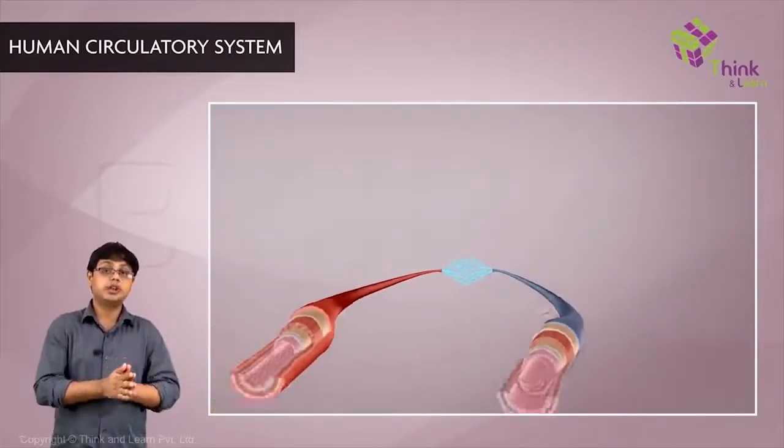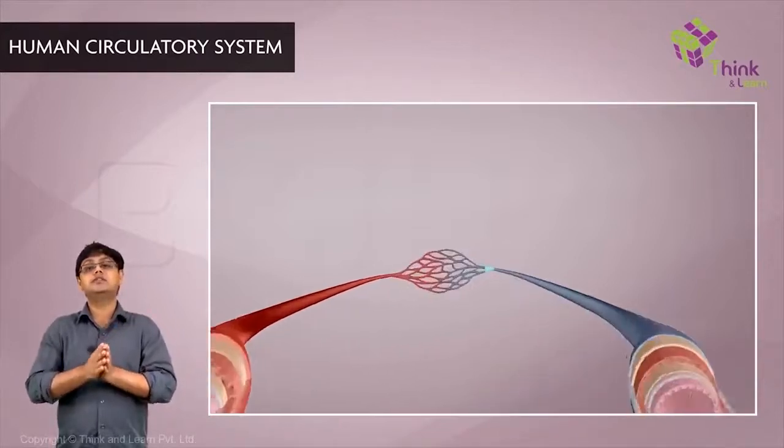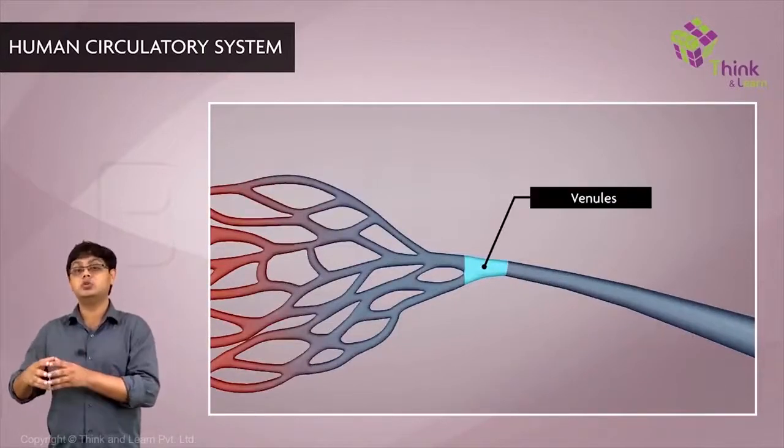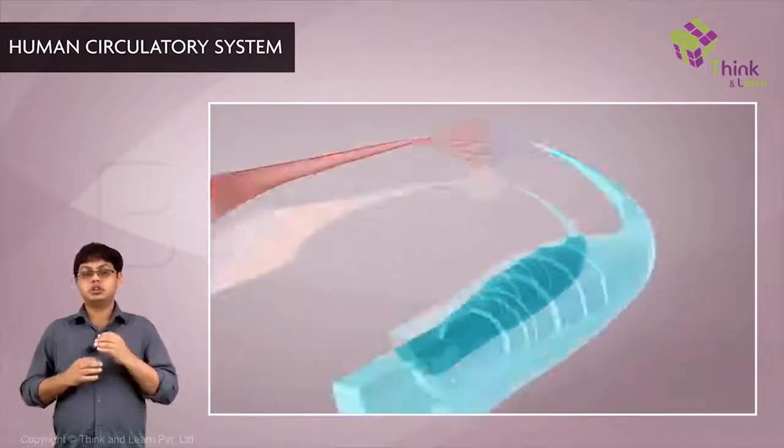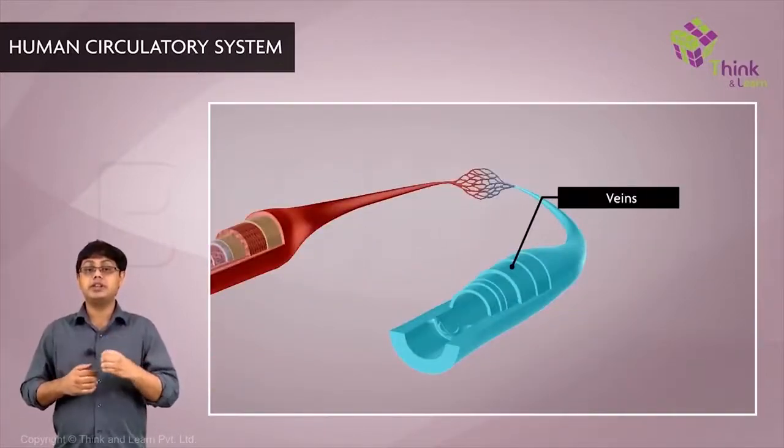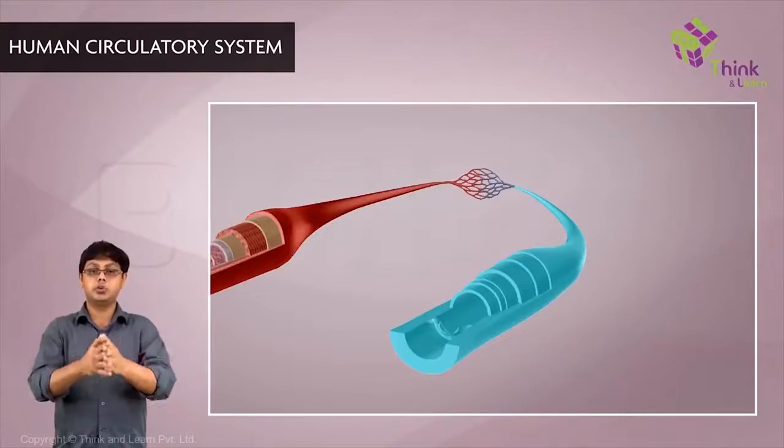The deoxygenated blood carrying wastes then leaves these capillaries and enters venules, the smallest of the veins. These join to form medium-sized veins and eventually larger veins.